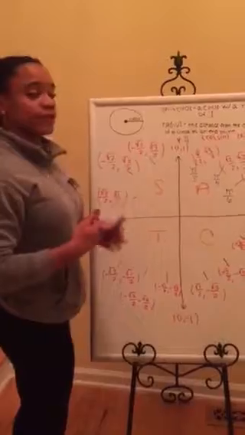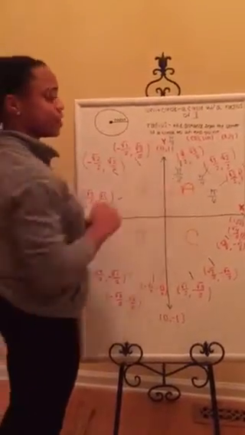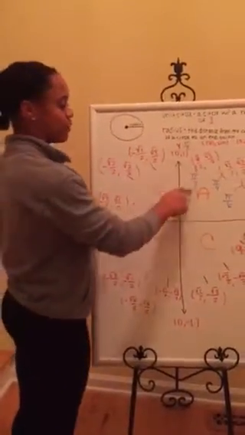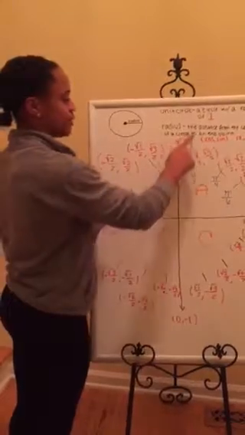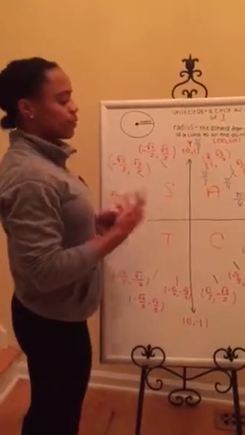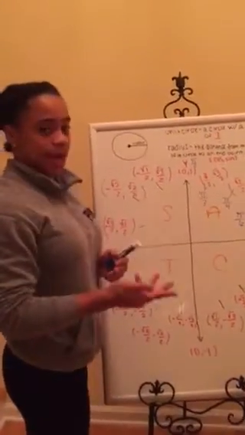Okay, so 30 degrees is equivalent, in radians, to pi over 6. 45 degrees is equivalent to pi over 4. 60 degrees is equivalent to pi over 3. And 90 degrees is equivalent to pi over 2. Now you may be wondering how we got these values.